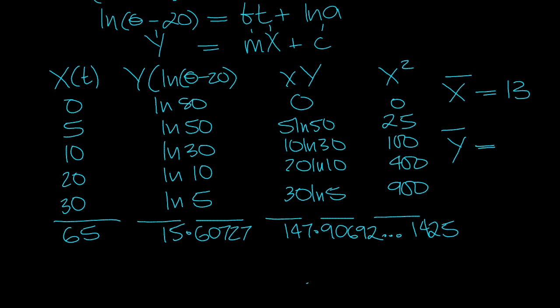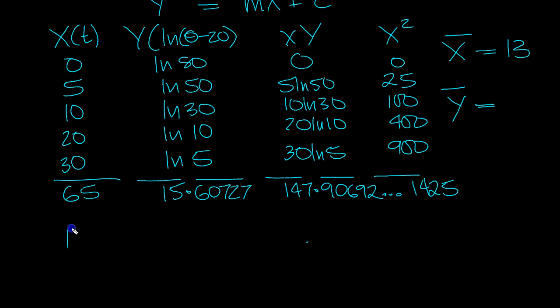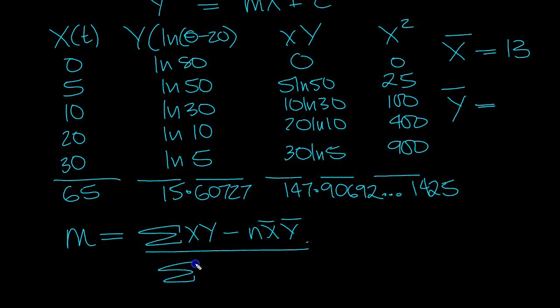Okay, so there's our numbers then, as far as I can see. So we need to write down our formula for m. m is equal to the summation of the xy's minus n x bar y bar, divided by the summation of the x squareds minus n x bar squared, if I remember rightly. And c is equal to, let me just double check my formula with my bookwork. c is equal to y bar minus m x bar. There we go. Everything seems okay.